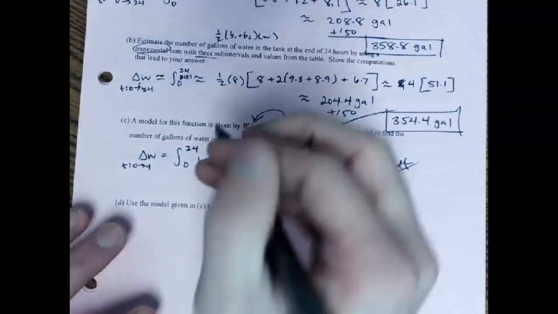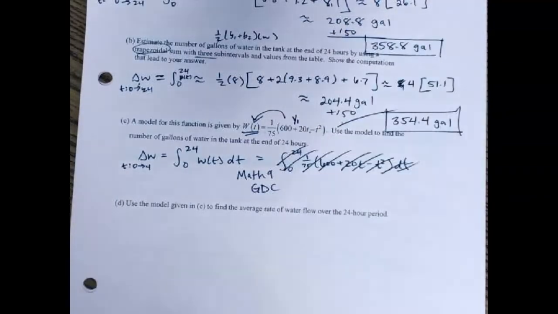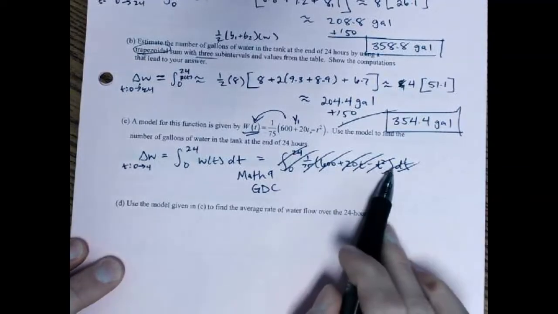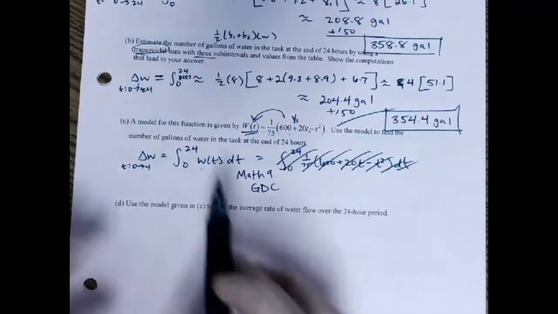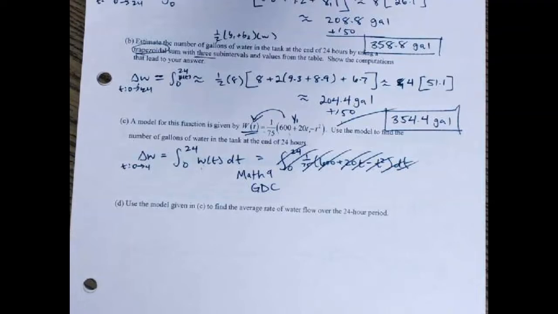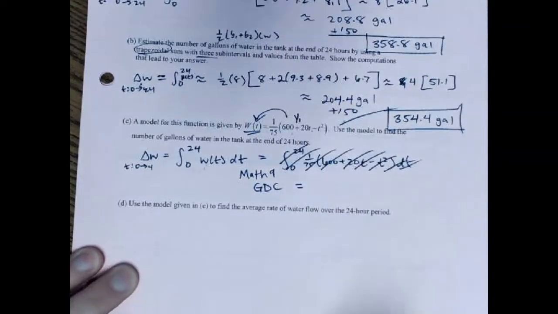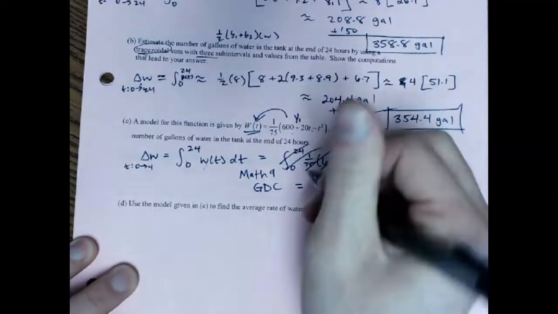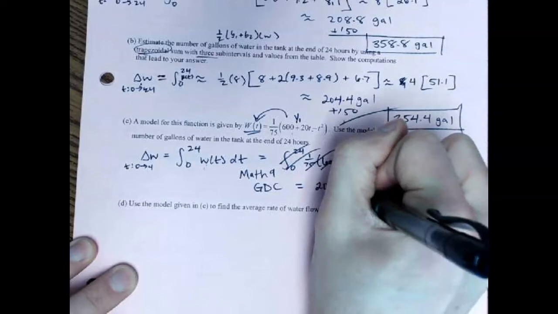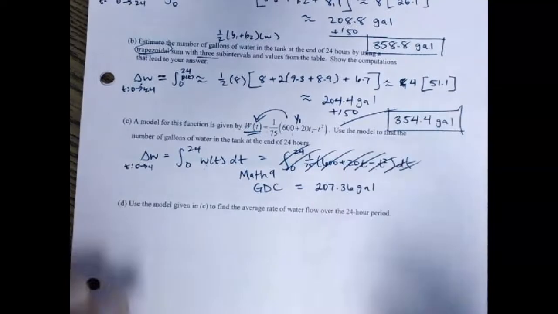Now, you would probably want to type that into Y1, and then you could integrate Y1, but that's okay. You could either write it all out, or if it's named W, you can just say, hey, I'm going to integrate W, and then I'm going to use my calculator to get it done. Now, if I integrate it, I would get 207.36. That's the amount of water that comes in.